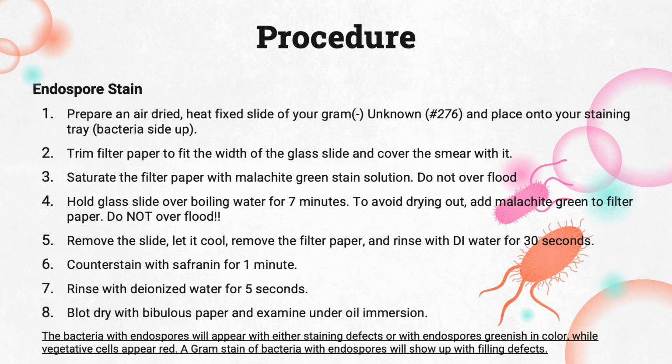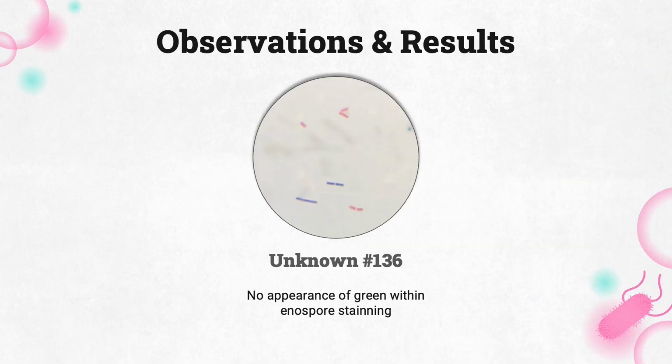We then removed the slide, let it cool, removed the filter paper, and rinsed with DI water for 30 seconds. A counterstain with safranin for 1 minute. We then rinsed with deionized water for 5 seconds, blotted dry with bibulous paper, and examined under oil immersion. As for the results and observations with our endospore staining, we can see that for unknown 136, there was no appearance of green within the endospore staining, and this was most likely due to possible human error during the steam fixing, which did not properly allow for the malachite green to penetrate the spore's resistant coat.